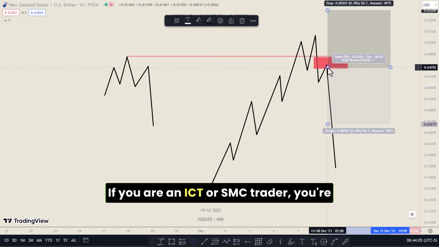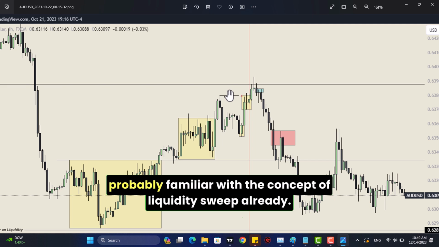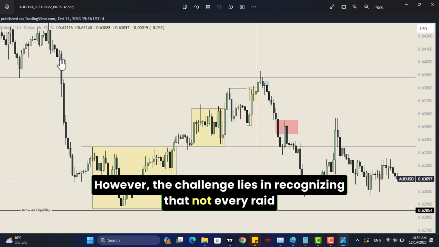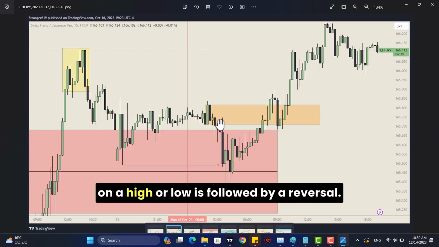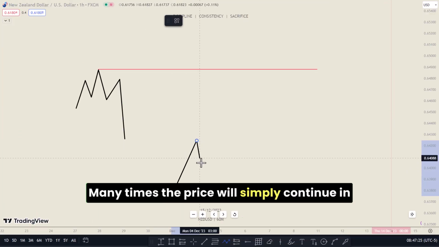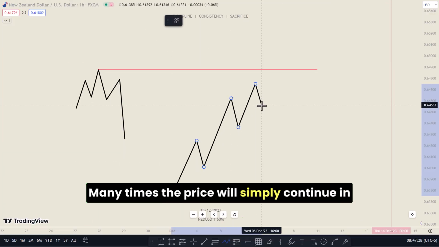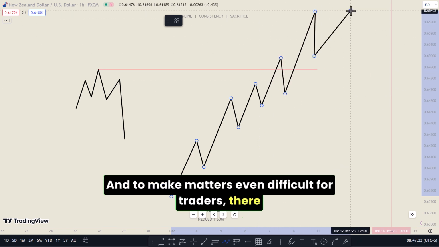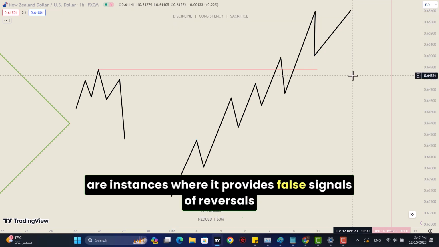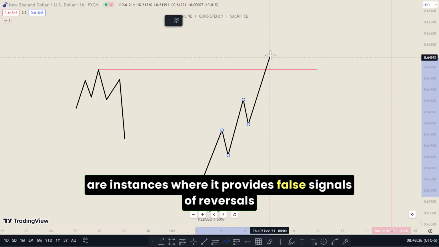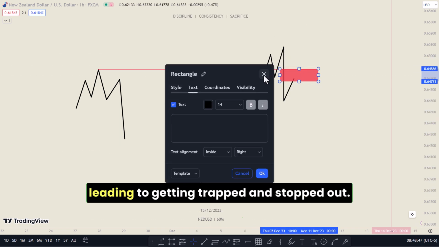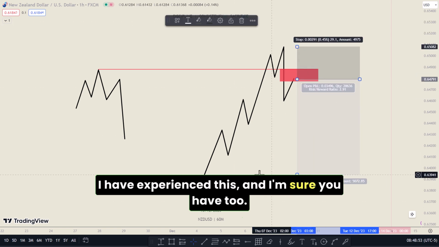If you are an ICT or SMC trader, you're probably familiar with the concept of liquidity sweep already. However, the challenge lies in recognizing that not every raid on a high or low is followed by a reversal. Many times, the price will simply continue in its original direction without offering any reversal. And to make matters even more difficult for traders, there are instances where it provides false signals of reversals, leading to getting trapped and stopped out. I have experienced this, and I'm sure you have too.